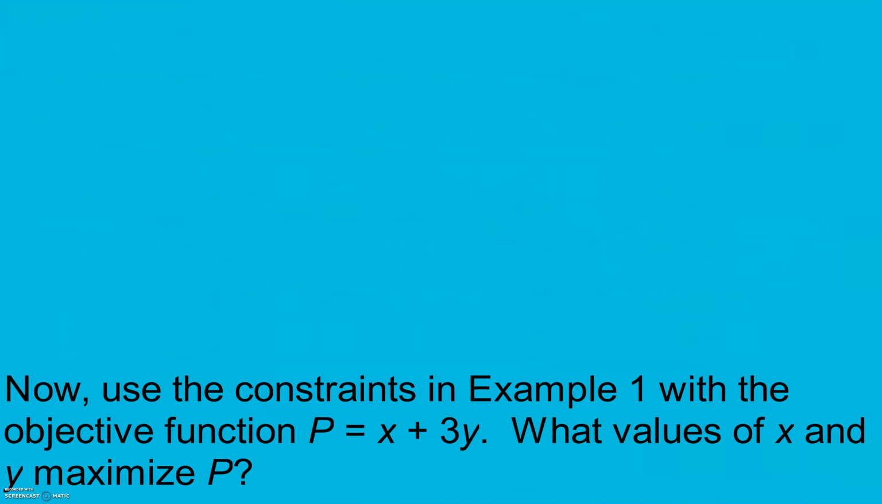Now, using the same constraints from example 1, so the same graph, same feasible region, and same vertices, but here our objective function changed. We want to know what values of x and y maximize p here. So again, my points were (0, 0), (0, 2.5), (2, 0), and (3, 1). I plug those into my profit function here.